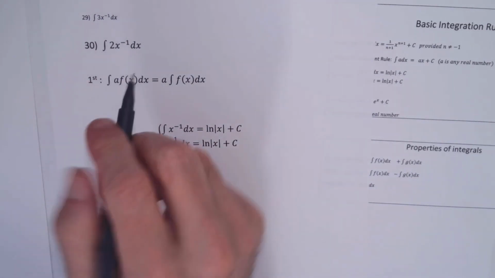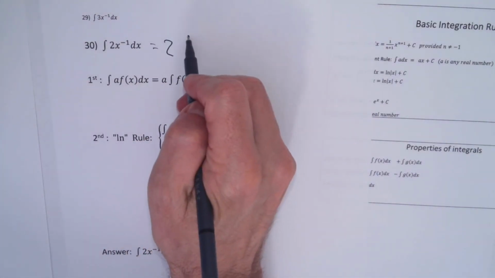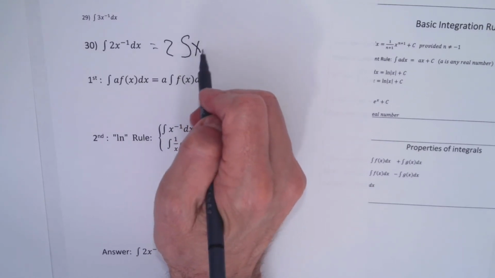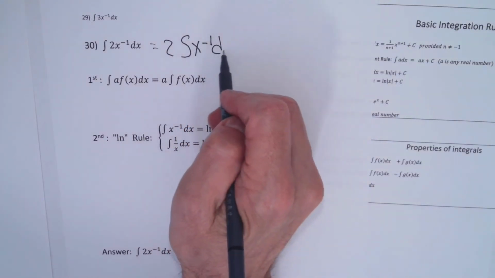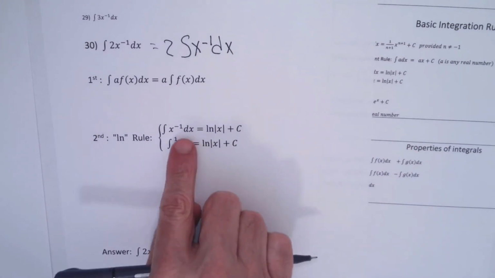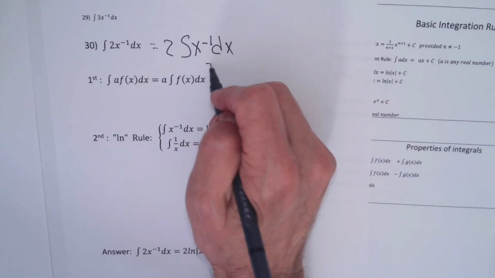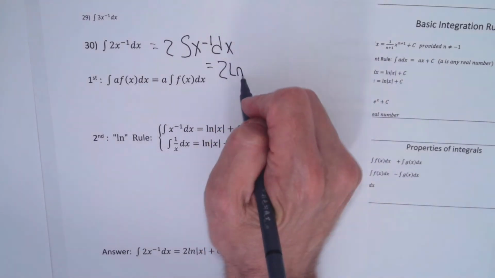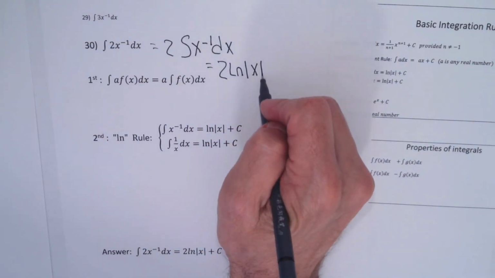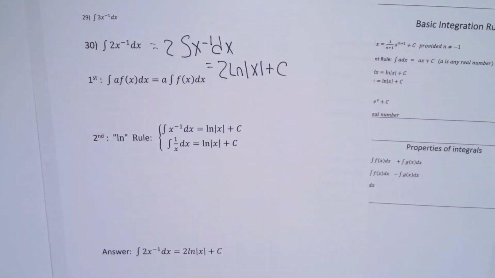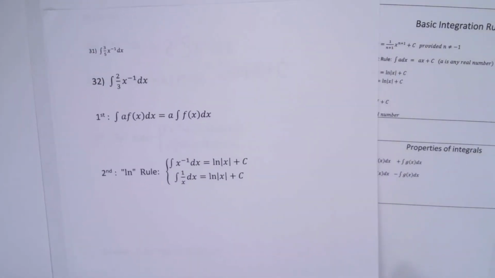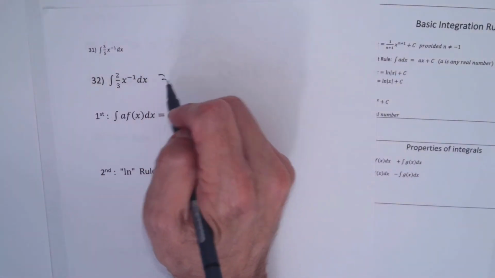30, I'm just going to pass the 2 out front. Can't have coefficients before I integrate. Now it's just an x to the negative 1 power. X to the negative 1 power is just a natural log. So this is going to be 2 times the natural log of the absolute value of x. Tack on my plus c. And then 31 and 32, same. I don't even think I wrote too many of these, but sometimes I don't have enough of a single kind. I want to make sure to at least have a couple.